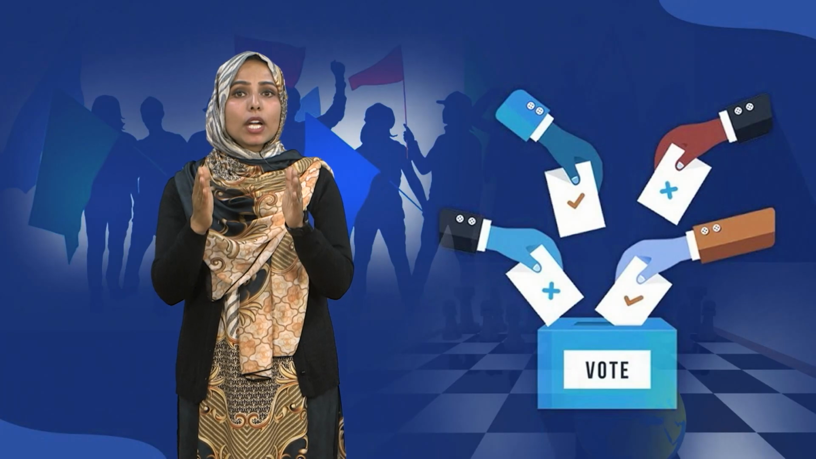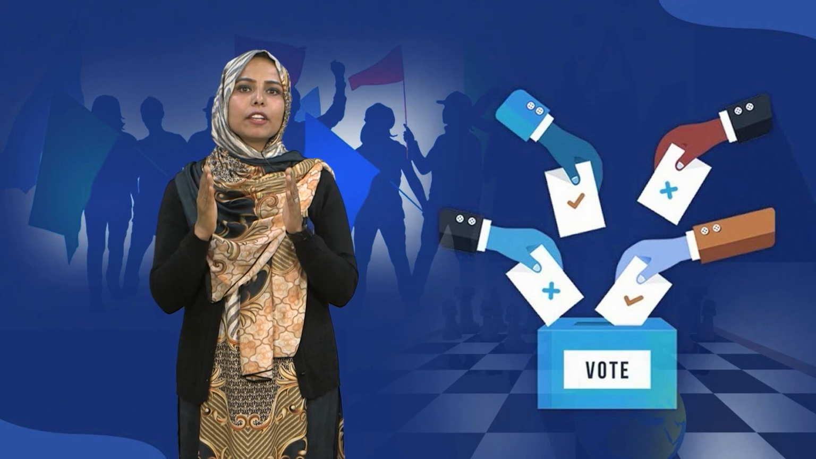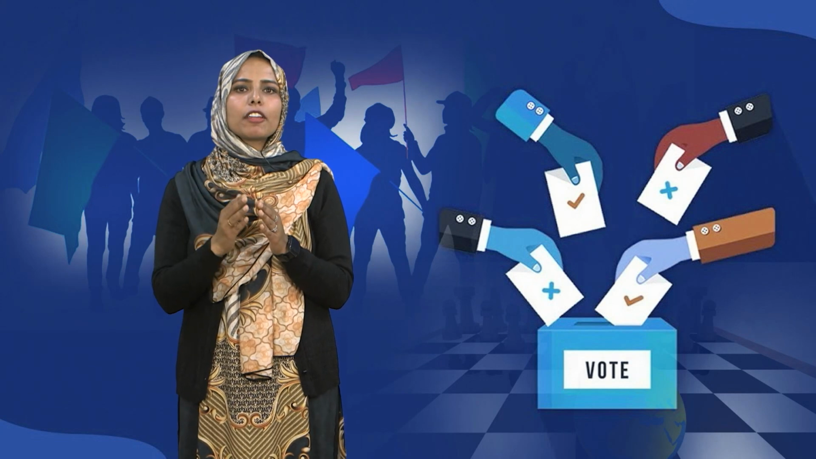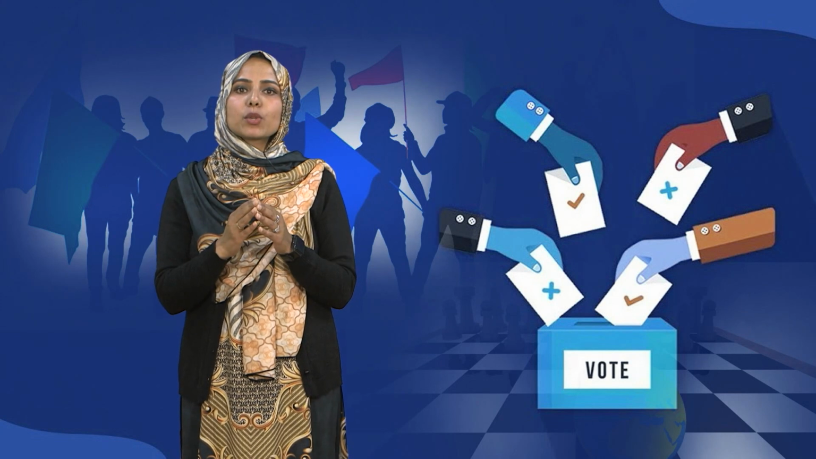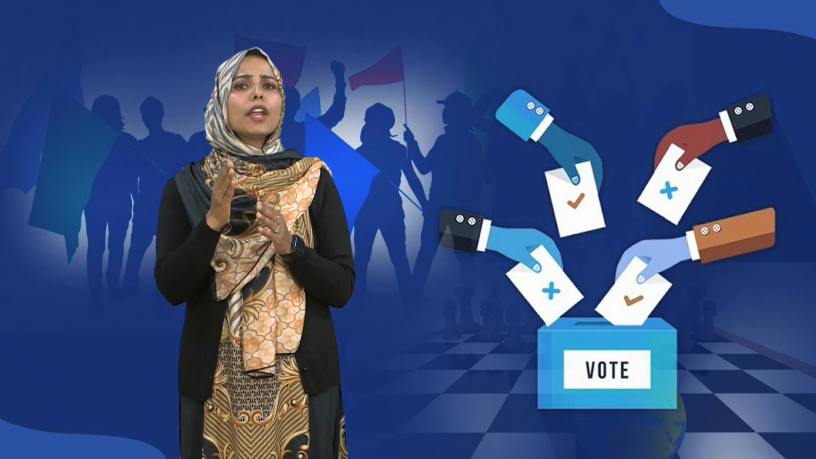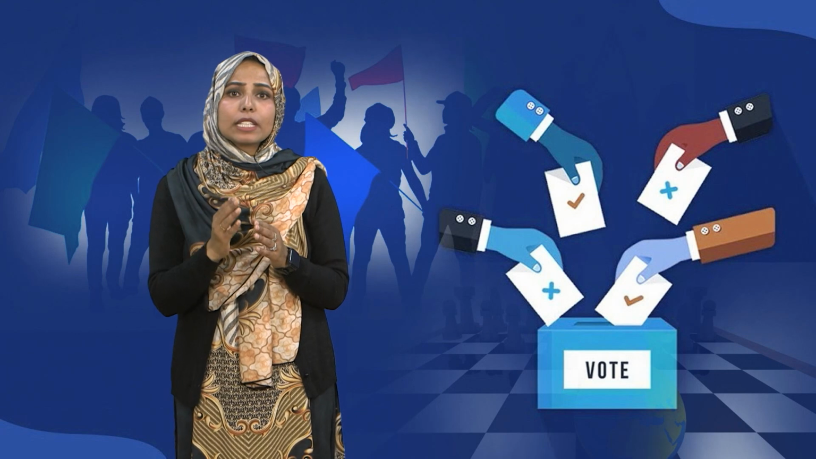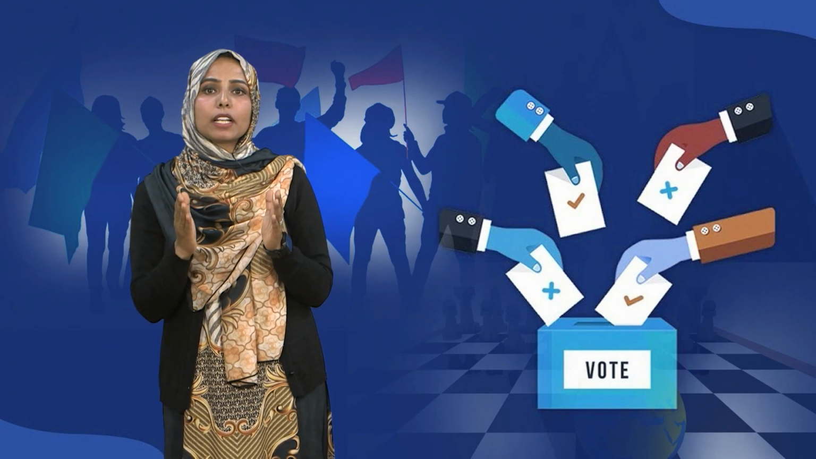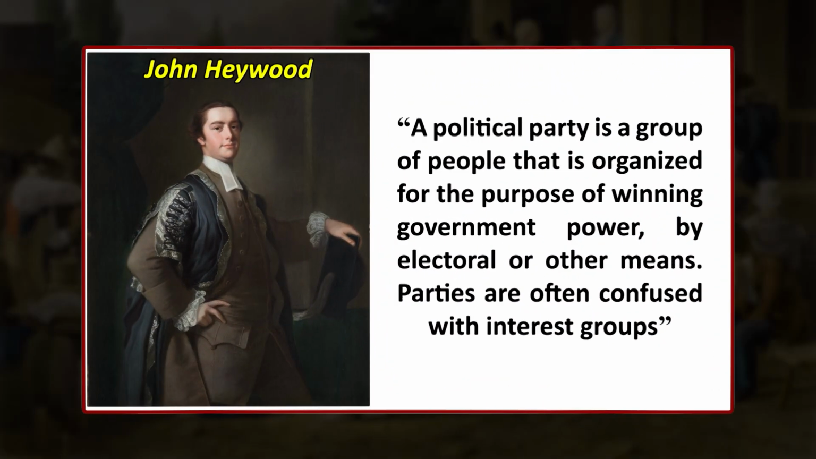It gives people a choice to make a more evolved and effective decision. Moreover, it drives the other political parties to get better than their competitors, to win elections and rule the nation. So, this is the basic backdrop of political parties. According to Haywood, I quote, "A political party is a group of people that is organized for the purpose of winning government power by electoral or other means."